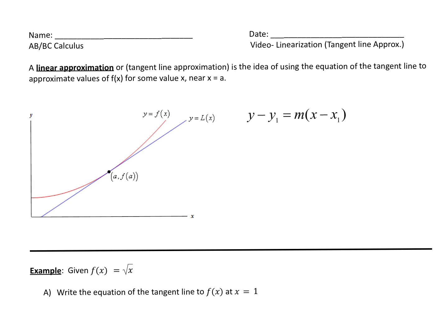Hi everyone, in today's lesson we're going to talk about a concept called linearization, or sometimes referred to as tangent line approximation. So what is this? A linear approximation, or a tangent line approximation, is the idea of using the equation of a tangent line to approximate values of some function f of x for some value of x near x equals a.